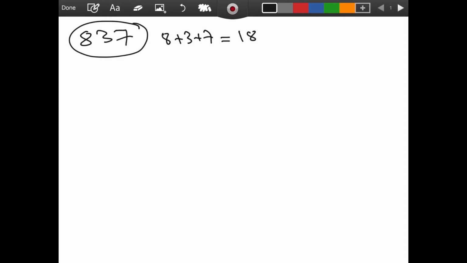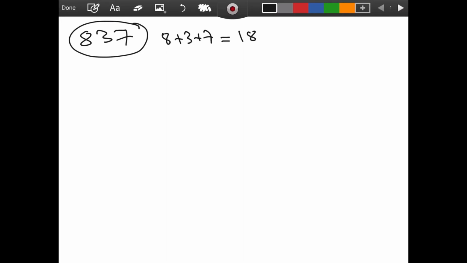For instance, if we have the number 837, and you are wondering if this number is divisible by 9, what you do is you add up the digits of our number. So you add 8 plus 3 plus 7 and you have 18. And then you say, is 18 divisible by 9? And of course it is. So you conclude that this number right here is divisible by 9. This is an example of a divisibility rule that is called divisibility by 9.